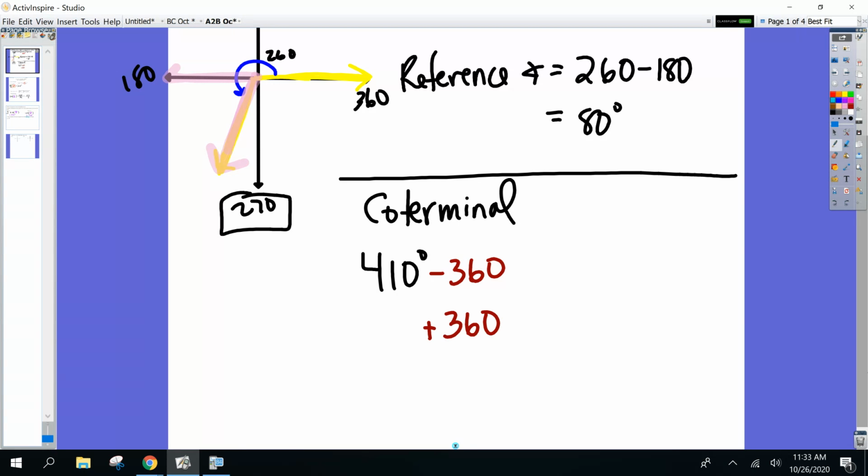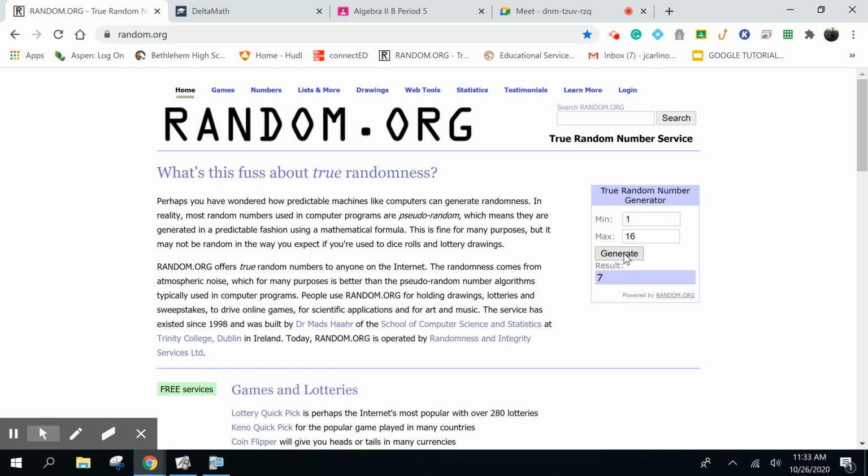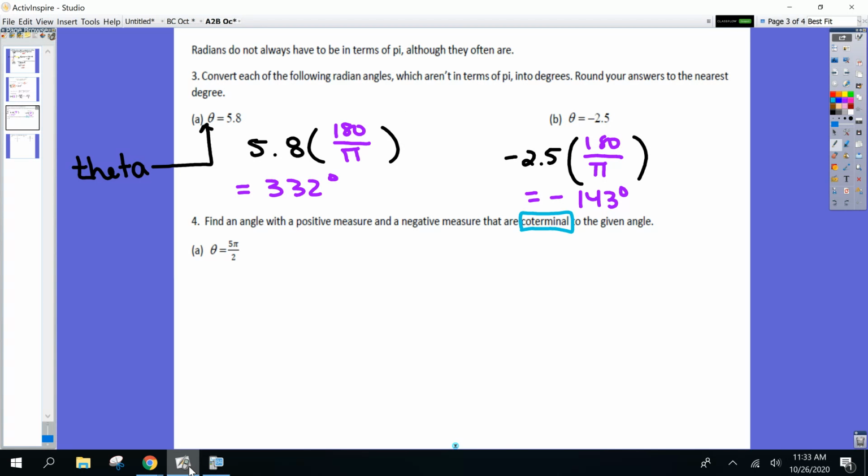Well, there's an issue here, isn't it? My angle's not in degrees, it's in what? 5 pi over 2, that's in what kind of measure? Will, what type of measure is 5 pi over 2? It's not degrees, it's what? Radians. Radians, right, guys?